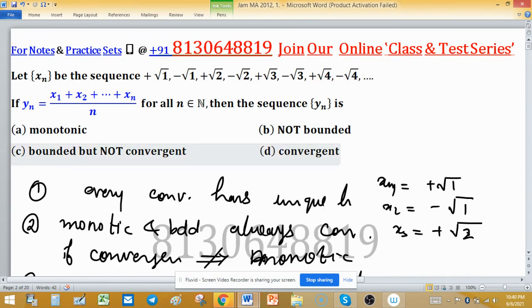Now which of your options is true? A, monotonic: the sequence goes 0, some positive value, 0, some positive value, so obviously it goes up and down, so the monotonic option is discarded. Not bounded: because it is convergent, it is bounded, so not bounded is discarded. Bounded but not convergent is also discarded. Convergent is right, so option D is correct.